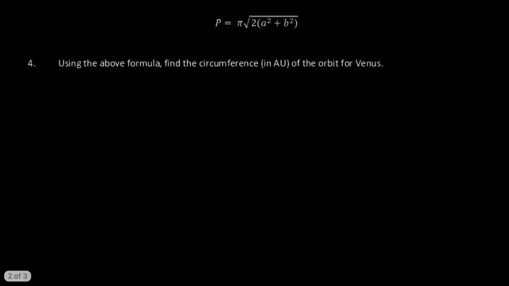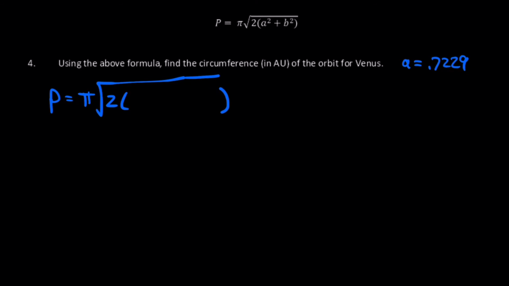Okay, well, let's start with this formula. P equals pi times square root of 2 times. So what I need to do here is find A and B. Well, we know A. We found A before. Remember, for Venus, A equals 0.7229. So I can put that in here, 0.7229, and I'm going to square it. Plus, well, I don't know B. So I need to find B.